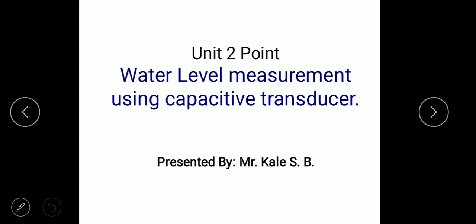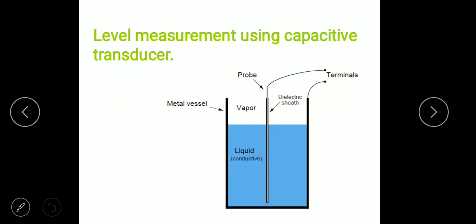Now we come to the real diagram. But remember one thing: whenever the MSBTE asks questions related to water level measurement, don't go directly to the capacitive transducer related to displacement. Write down the capacitive transducer related to water level, in which you consider both plates fixed. Just remember this one thing. Now this is the real diagram, level measurement using a capacitive transducer.